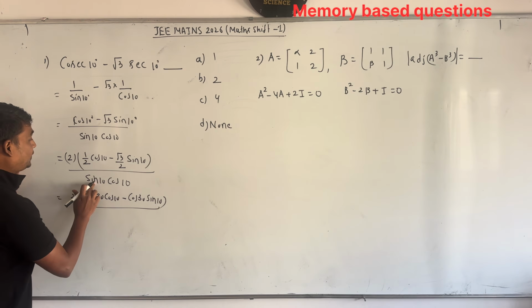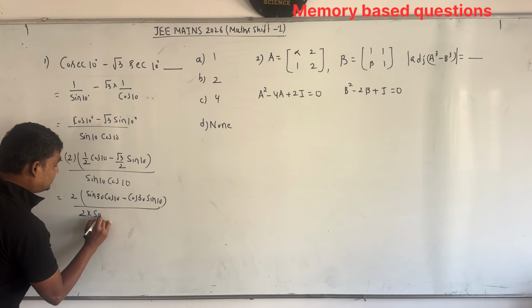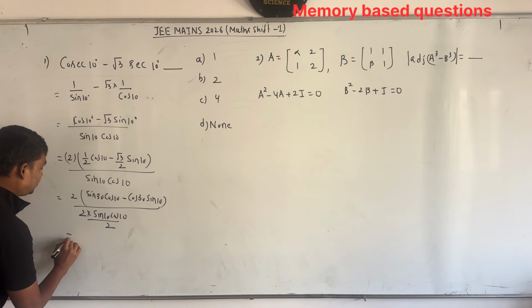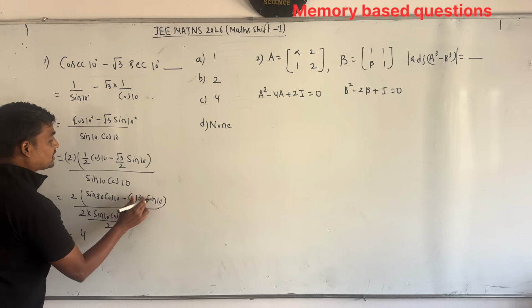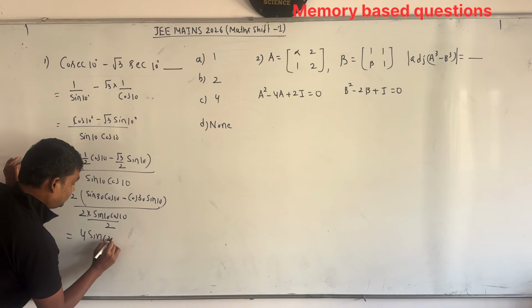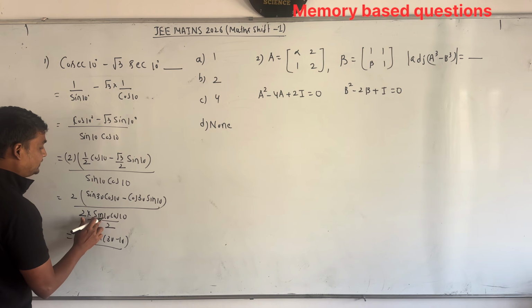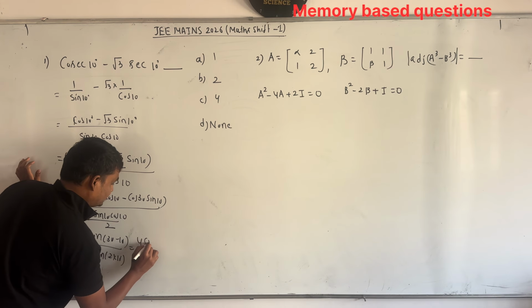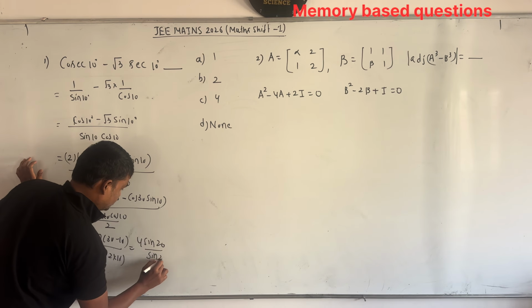How can we convert here? Multiply it with 2. So 2 into sin 10 cos 10 divided by 2. So this 2 will go here and multiply with 4. Sin a cos b minus cos a sin b is sin of a minus b. 2 sin theta cos theta is sin 2 theta. So we get here 4 sin 20 divided by sin 20, cancel.